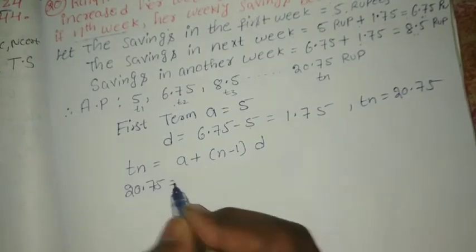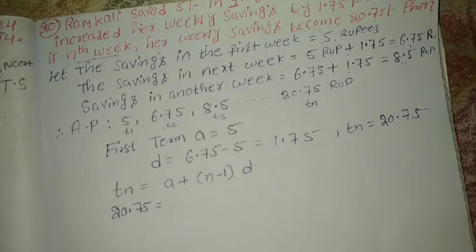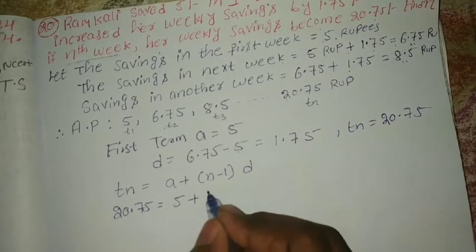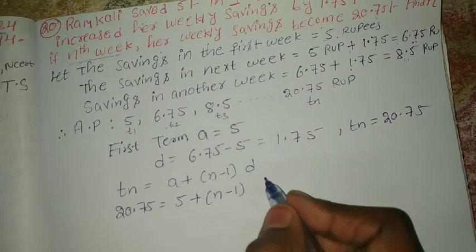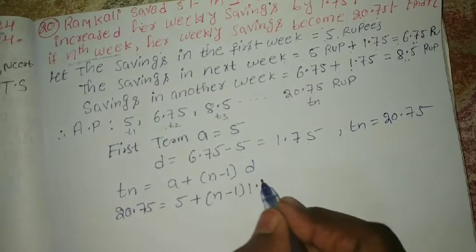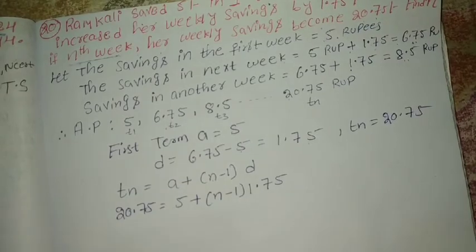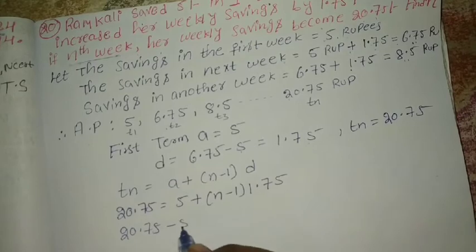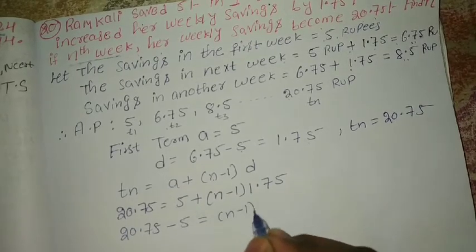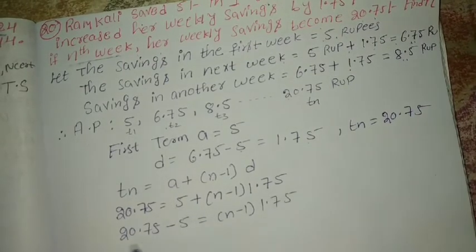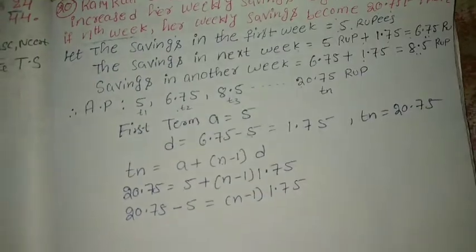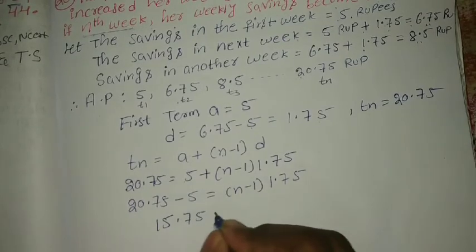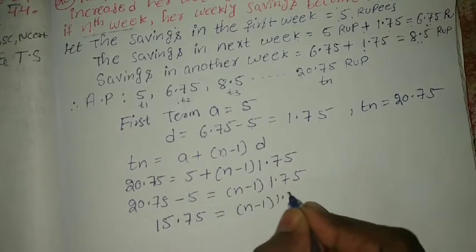20.75 is equal to, what is A? A is 5, plus we need to find n, no? So write as it is. And what is D? Common difference is 1.75. So next what is the process? 20.75 minus 5 is equal to n minus 1 into 1.75, right? What is 20.75 minus 5? We get 15.75 is equal to n minus 1 into 1.75.